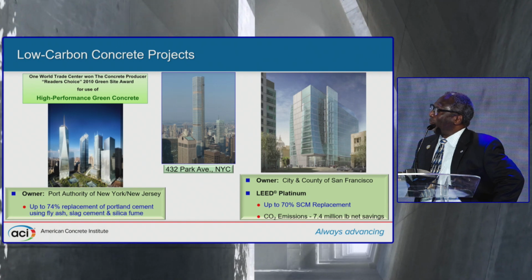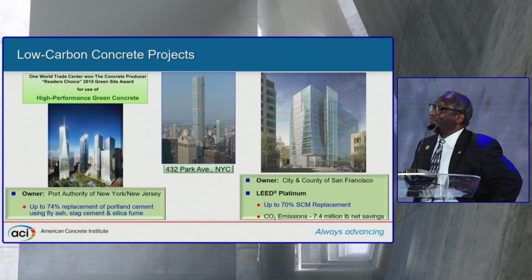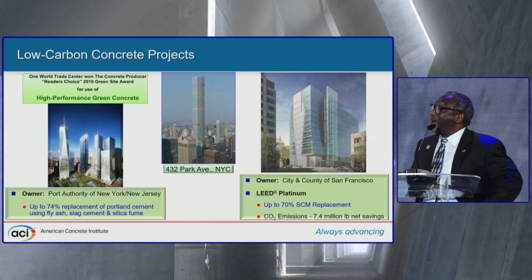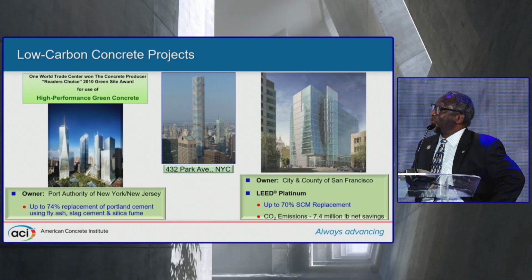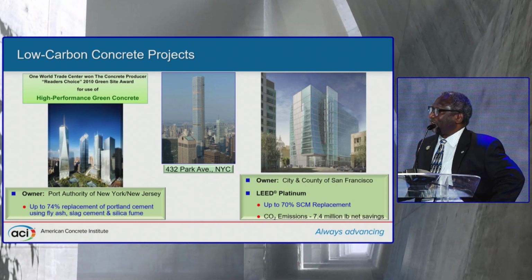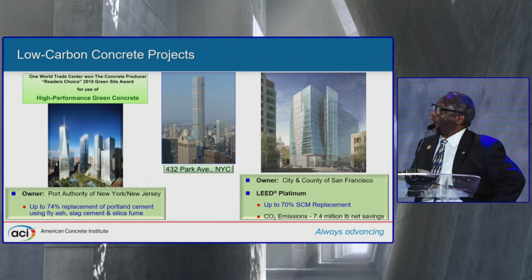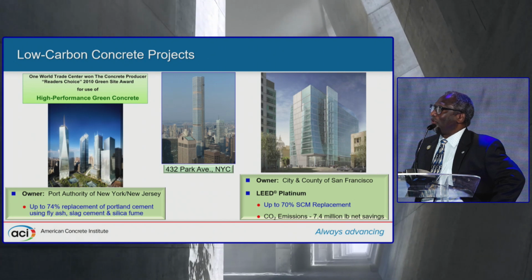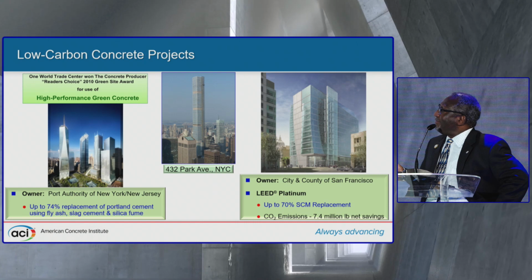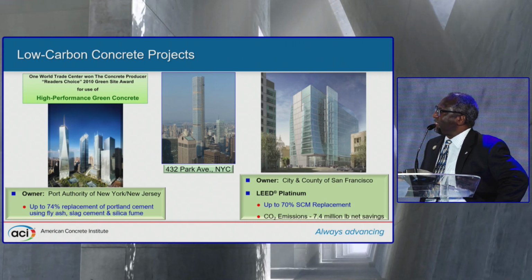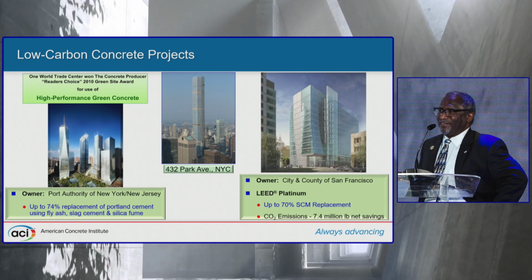This is the 432 Park Avenue, also in New York City. It's a very slender architectural building occupying one block. And up to 74% of the Portland cement was also replaced using these materials. But instead of silica fume, we ended up using metakaolin because they needed to have a white color. And then we used white cement instead of gray cement. This is in San Francisco, up to 70% SCM replacement using just slag cement.